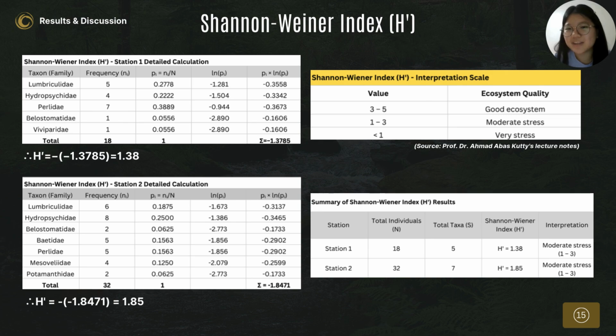For Station 1, the total individuals collected was 18 with 5 taxa identified. The calculation gave us H prime equal to 1.38. For Station 2, the total individuals collected was 33 with 7 taxa identified. The calculation gave us H prime equal to 1.85. Based on the interpretation scale, both stations fall into the moderate stress category.